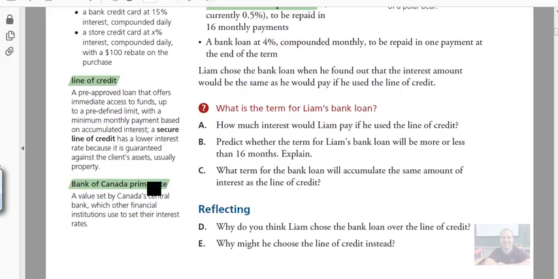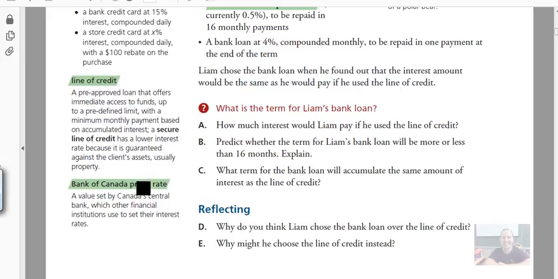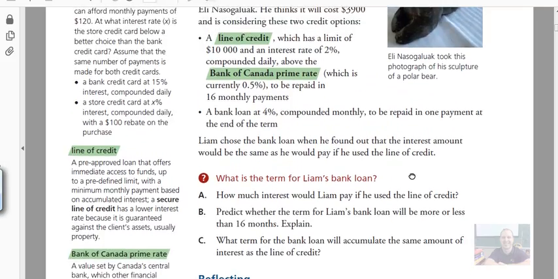Okay, and so the banks usually go just a little bit above the prime rate. They're usually 0.5% or 1% or 2% or whatever it is above the prime rate. So in your assignment too, you should have investigated what the prime rate is and what it means. Okay.